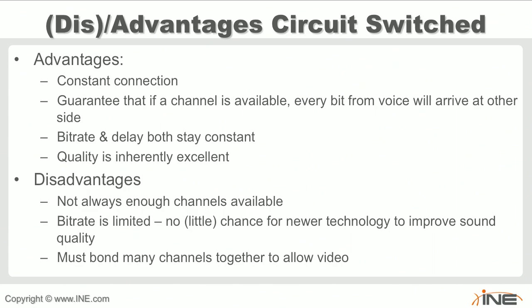So some of the advantages and disadvantages of circuit switched networks. One of the advantages is there's a constant connection. We guarantee that if a channel is available, every bit from each voice sample will arrive at the other side. So the bit rate and the delay both stay constant, and because of that, quality is inherently excellent. It's superb. The disadvantages are that there are not always enough voice channels available.